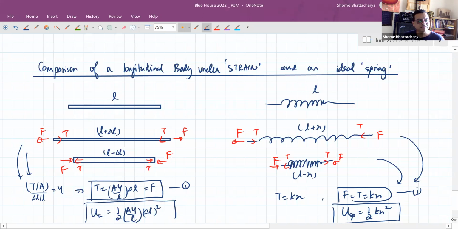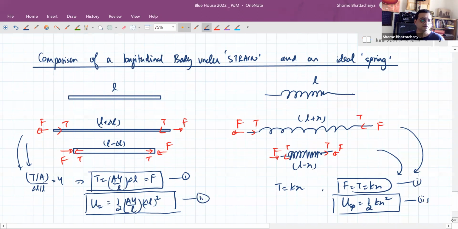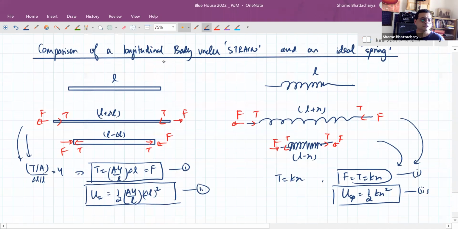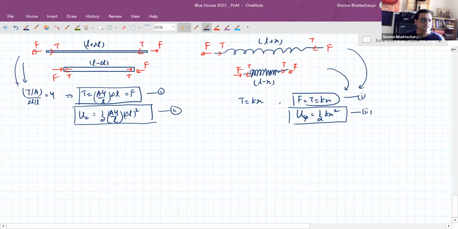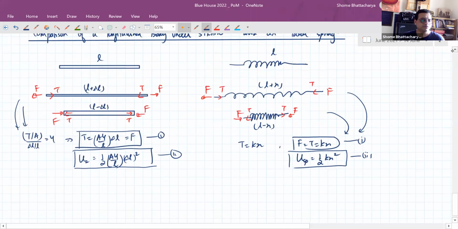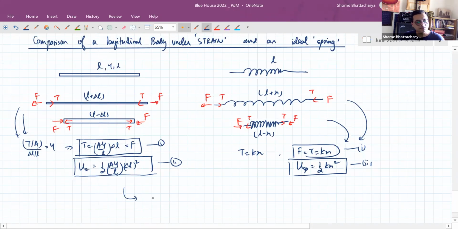Now you can see that the second formula is directly comparable to the second formula for our spring. So we can say that ultimately by comparison, the longitudinal material which has elasticity behaves like an equivalent spring. Okay. So that means this behaves like an equivalent ideal spring.